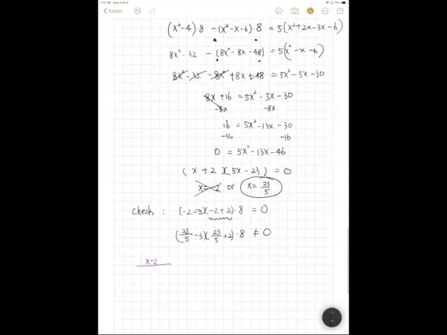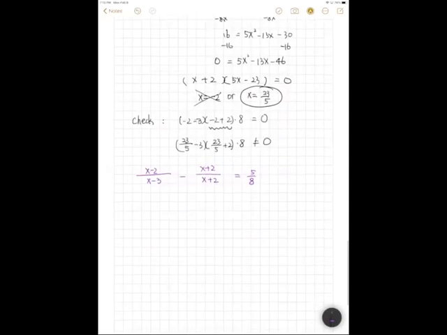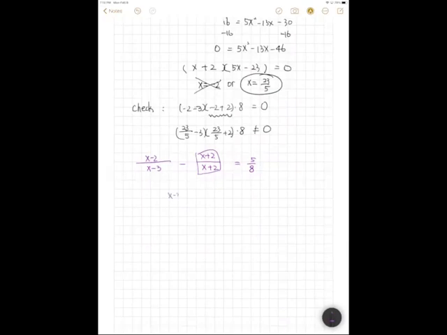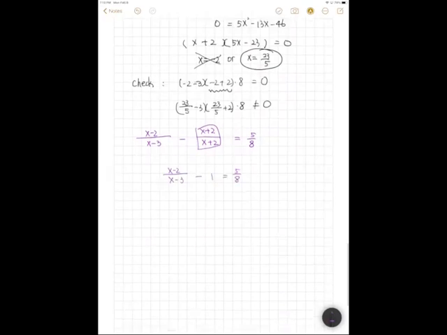x minus 2 over x minus 3, subtract x plus 2 over x plus 2, equals 5 over 8. So this one is what? Basically, this equals 1. So why don't we just do x minus 2 over x minus 3, subtract 1, equals 5 over 8. Now, what's the least common denominator? We have x minus 3 and then 8. So now we want to multiply each term with that.